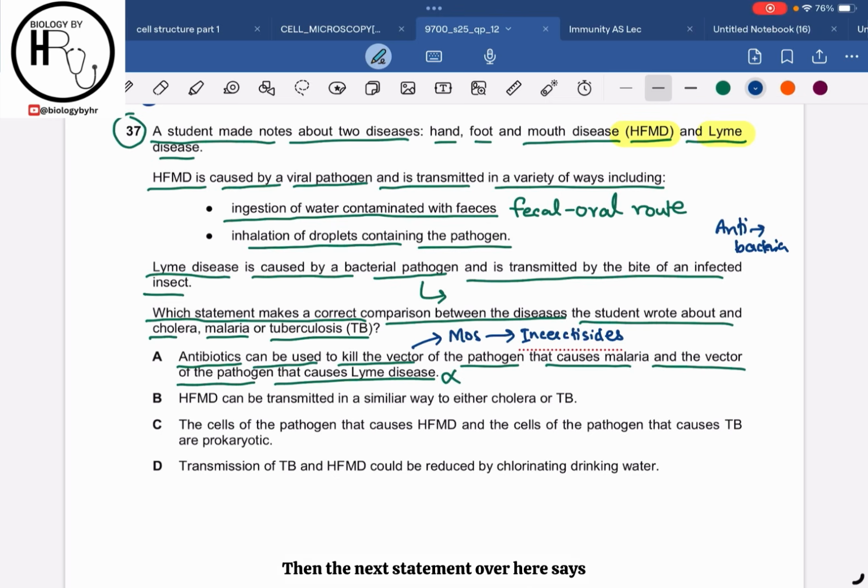Then the next statement says that HFMD can be transmitted in similar ways to either cholera or TB. Now this statement is correct. How is this statement correct?